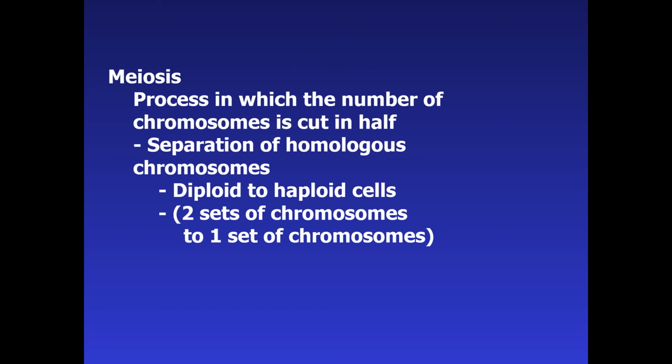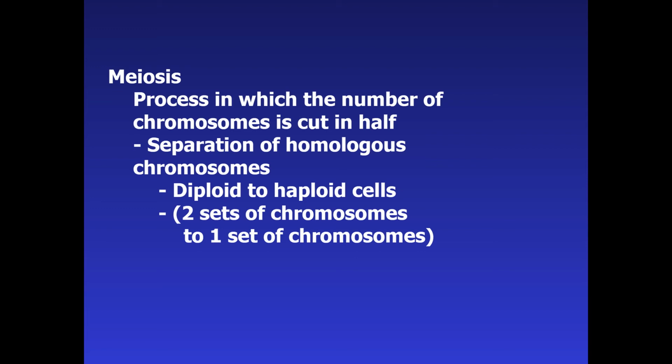And today we're going to be talking about meiosis. This should not be confused with mitosis. They're two different processes. They're related, but they are different, and we're going to talk about that. So meiosis is the process in which the number of chromosomes is cut in half.